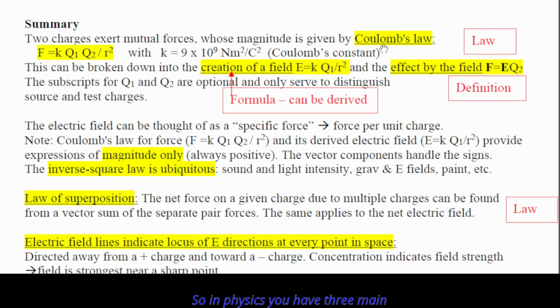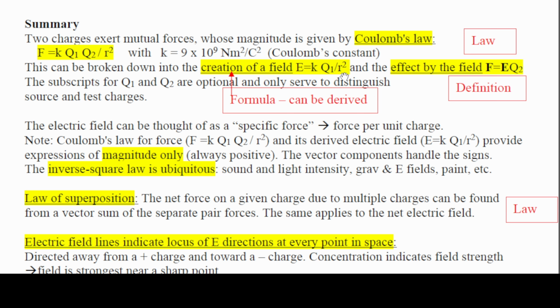So in physics, you have three main categories of equations. You have laws, you have definitions, and you have formulas. So a law is a statement of fact. It's an observed pattern of behavior. So that's just the way nature is. And in this Coulomb's law, this constant K is 9 times 10 to the 9 Newton meter squared per Coulomb squared.